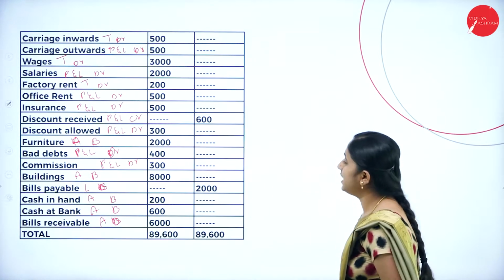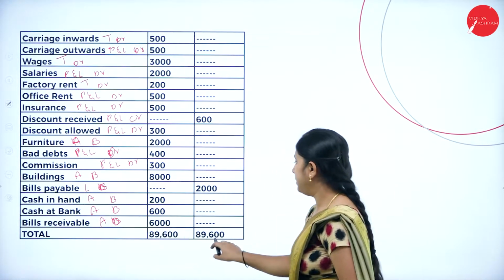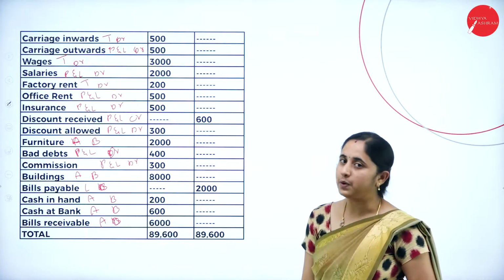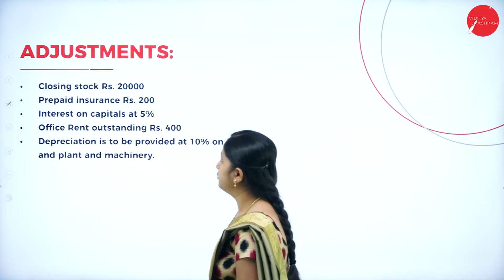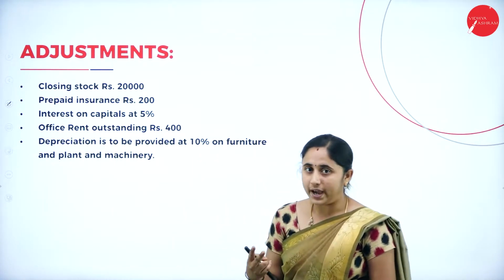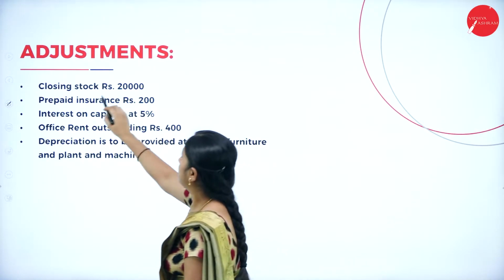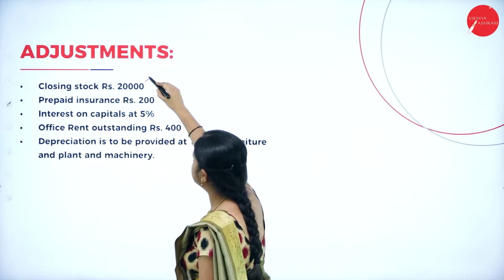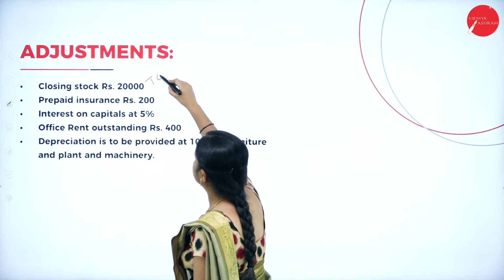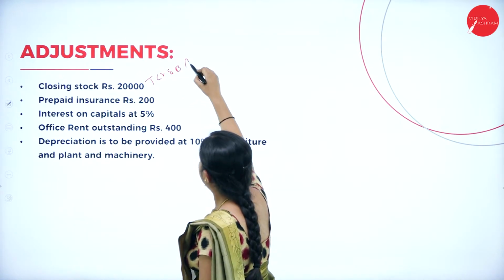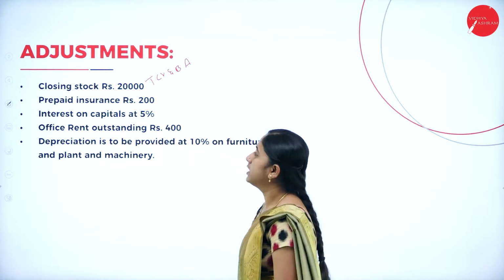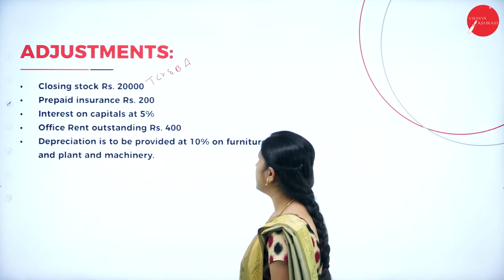Trial balance should be tallied. Here debit and credit is tallied. So the problem is right. Next, adjustment or additional information. We need to treat twice. So once, closing stock. Closing stock we will consider in trading account credit side and again balance sheet asset side.